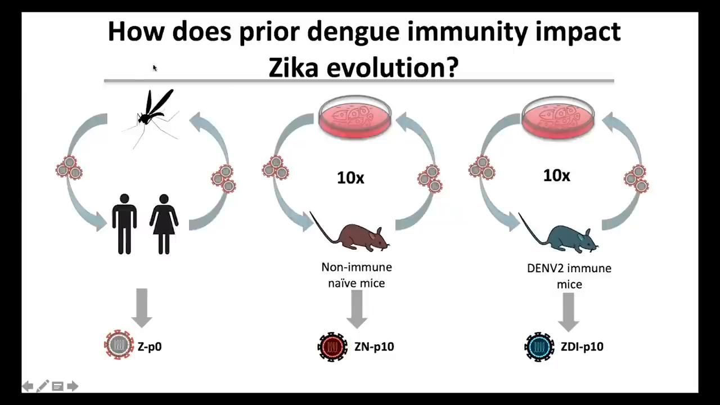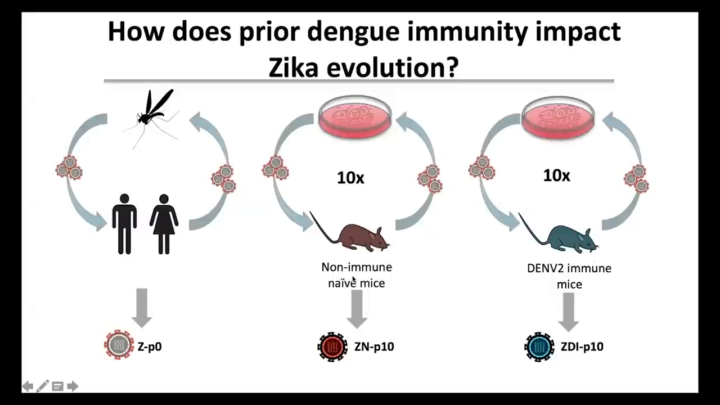And instead of using mosquitoes, we decided to use mosquito cells. We took a human isolate, a Zika strain isolated from humans, injected it into the mouse, and the virus coming out of the mouse was injected back into these mosquito cells. The virus that was grown in these mosquito cells was injected again into a new set of mice. So we repeated this cycle 10 times, and we used two different types of animals.